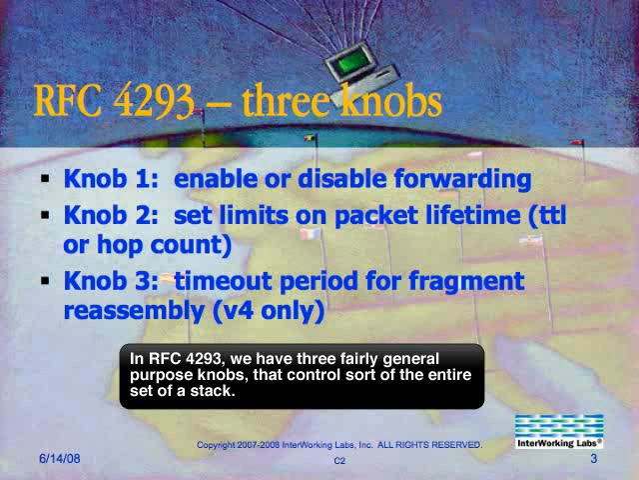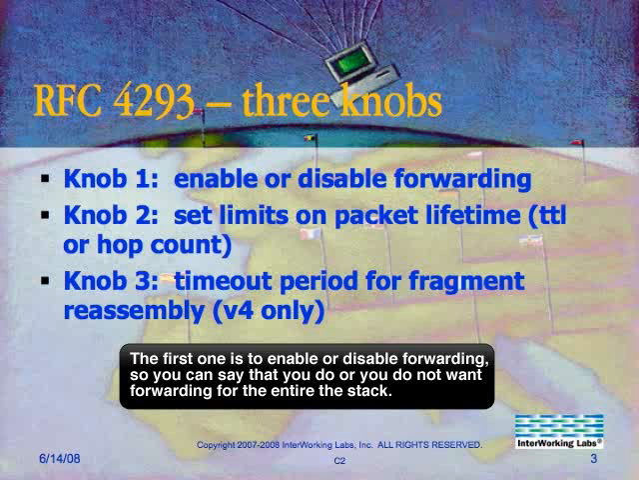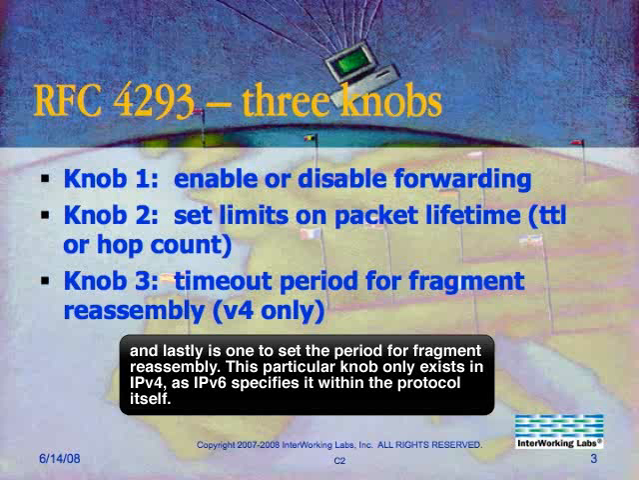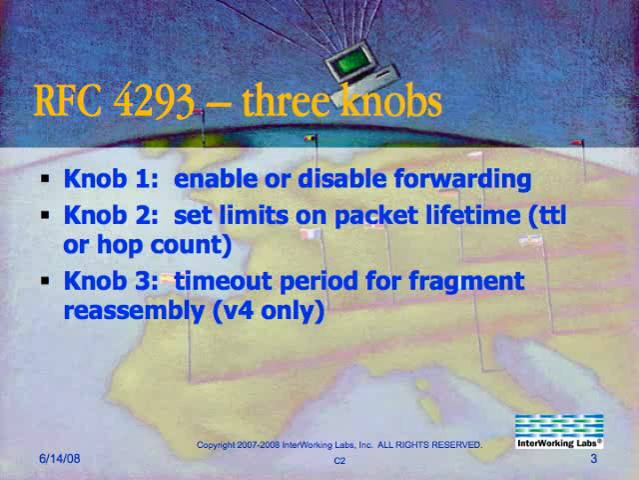In RFC 4293, we have three fairly general purpose knobs that control sort of the entire set of a stack. The first one is to enable or disable forwarding. So you can say you do or you don't want forwarding for the entire stack. We also have one to set limits on the packet lifetime. This is either the time to live field or the hop count. And lastly is one to set the period for fragment reassembly. This particular knob only exists in IPv4, as IPv6 specifies it within the protocol itself.